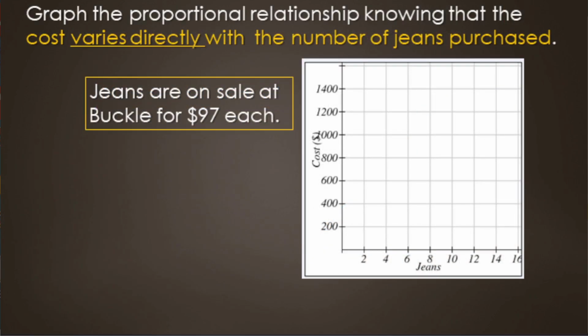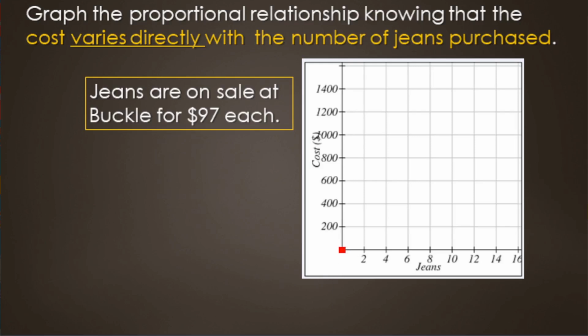Another example we'll look at is graphing this: the jeans are on sale at a store called Buckle, and they're $97 each. So we're going to go ahead and graph this on the grid here. It does tell us in the directions it's a direct variation. It varies directly. In this case, we kind of already know that. All these direct variations go through (0, 0), which makes sense. If you buy 0 jeans, it's going to be $0.